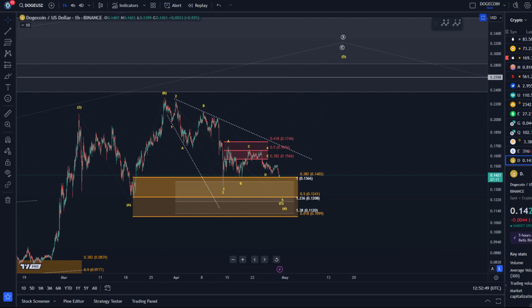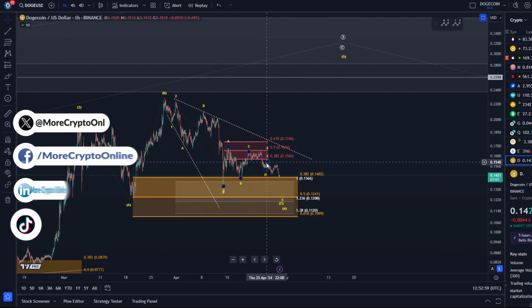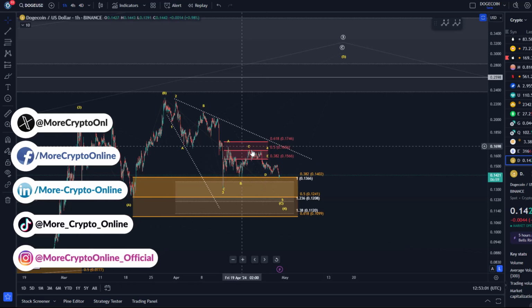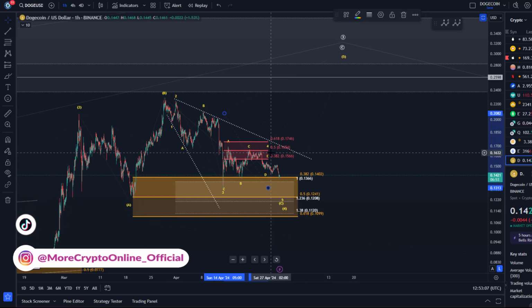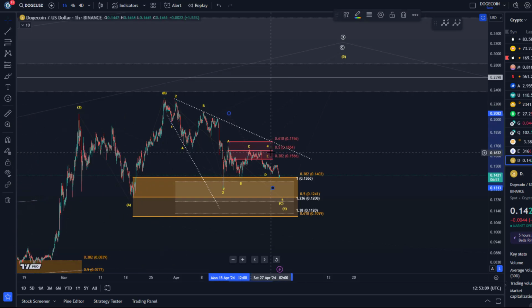On the Doge chart we have most likely completed this triangle pattern that we talked about in the last video. We can identify here lower highs and higher lows, and this triangle was part of a wave 4 correction, or I should rather say the wave 4 completed as a triangle pattern, and it's now possible that the wave 5 to the downside is unfolding. Let's take a look at this structure.